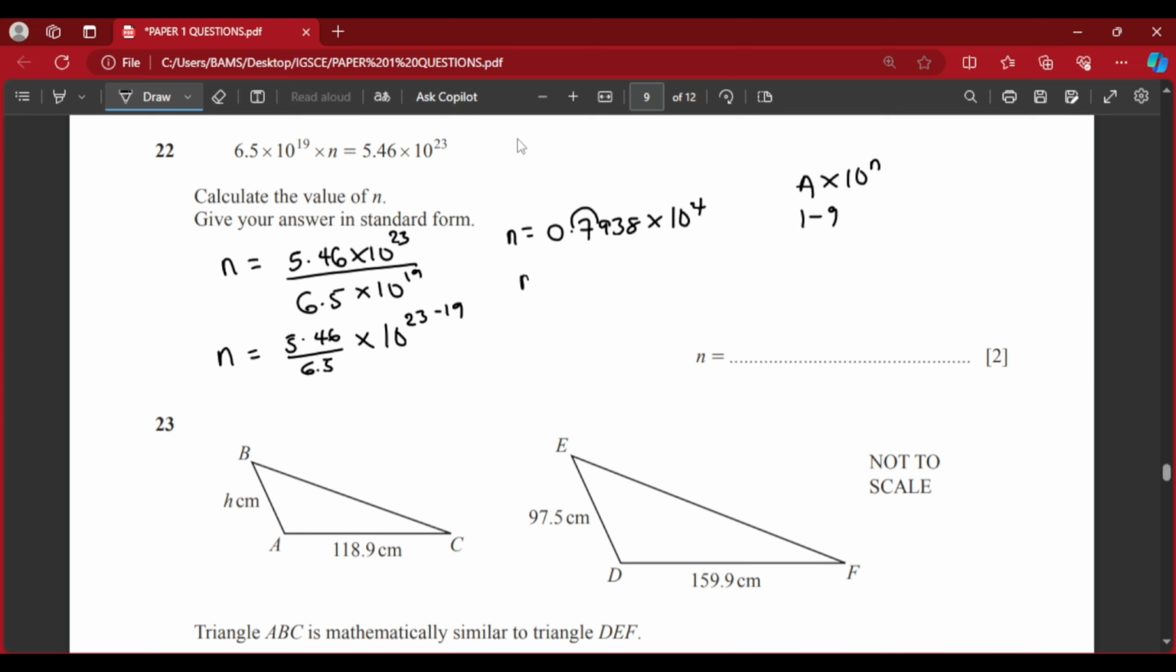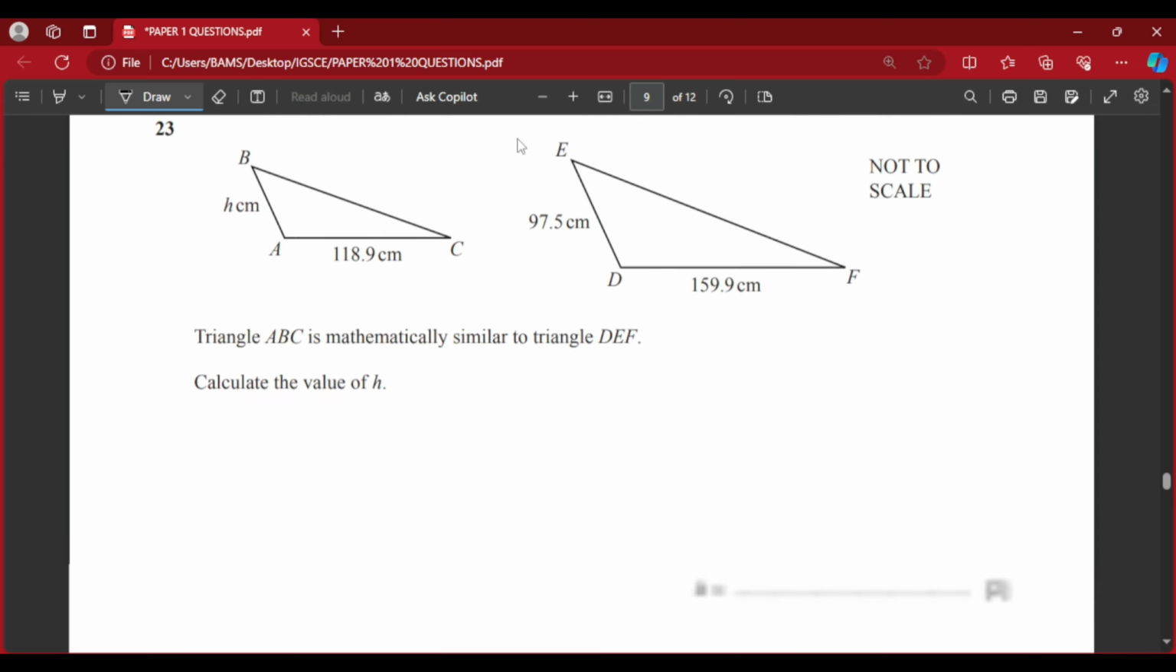So I have n is equal to 7.938 times 10. I moved from the left to the right, so I'll have to minus 1 because I moved just once. So my answer for that will be 7.938 times 10 raised to the power 3. And that's just it. Yeah, very easy. Very easy, right? Very easy.